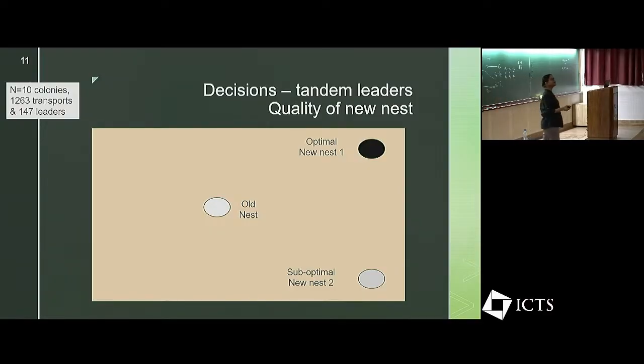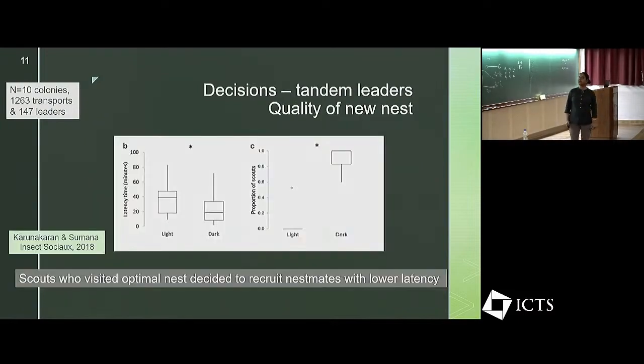And like you can imagine, we cannot just look at one ant or one event that happens and understand it, but we have to rigorously look at it, and hence we have looked at 10 colonies, 1,263 transports, and the behavior of 147 leaders before we understand what is happening. All right, so what did we find in this simple paradigm? We find that not all leaders visit both the sites. Only 10% of the leaders actually visit both the sites.